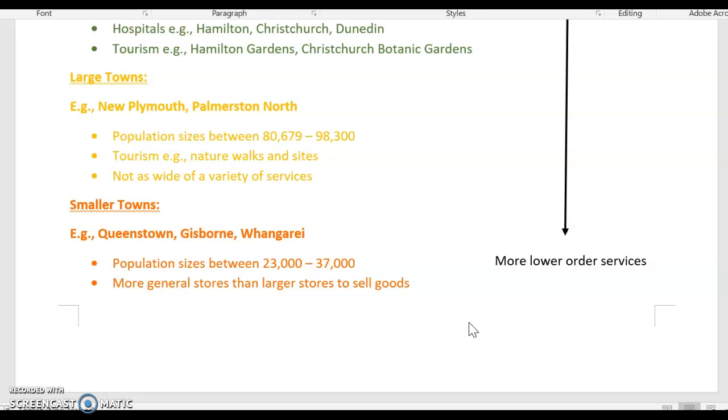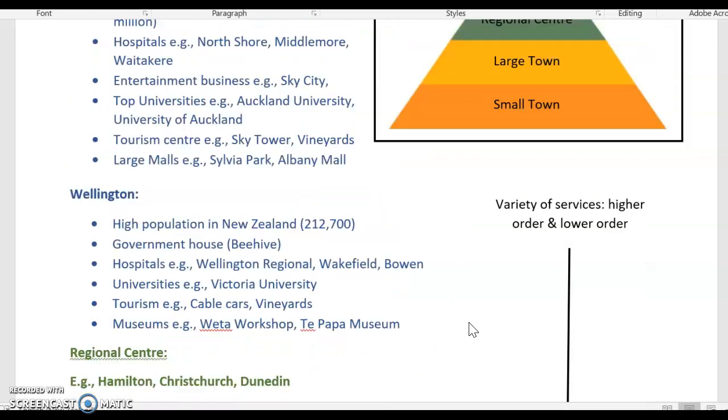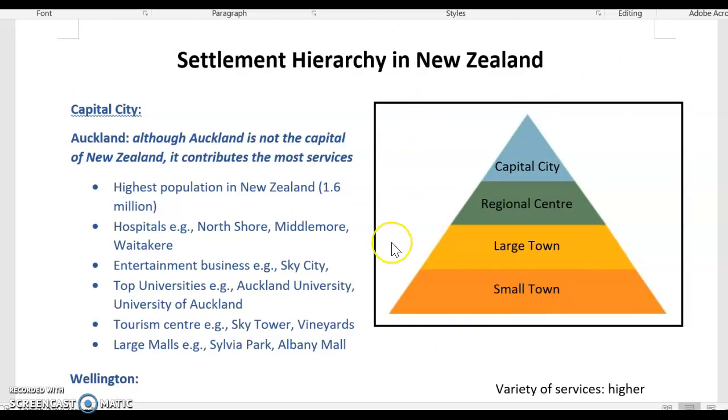So it's a major resort town. That's what we call it, a resort town in terms of tourism. Okay, so Queenstown is an interesting one, but Gisborne's definitely a smaller town, and so is Whangarei. Whangarei's population is a little bit larger than 37,000, but in terms of the services it provides, it's very narrow, and it doesn't really have a large range of services. So that's a simplified version for you on settlement hierarchies.